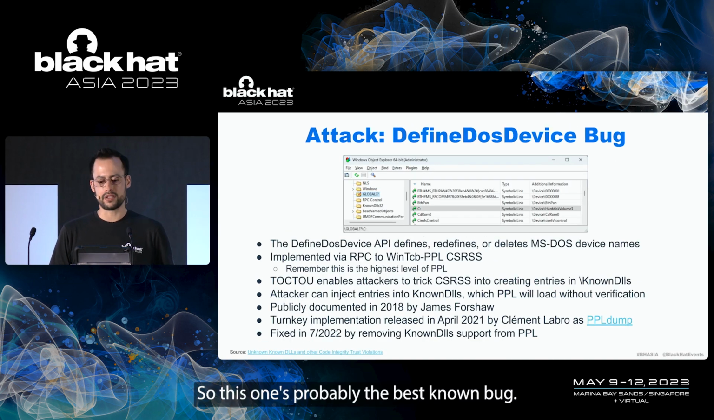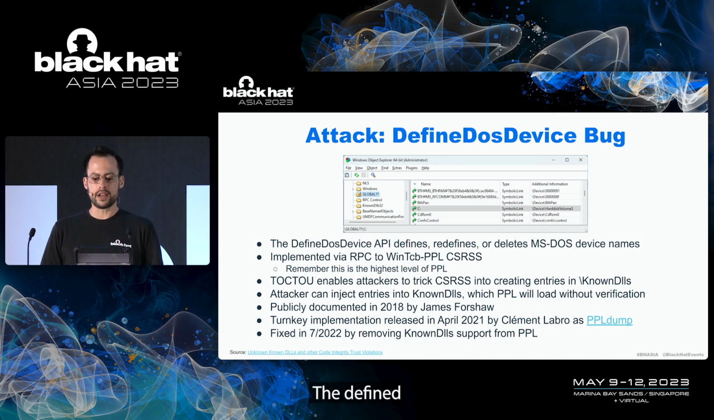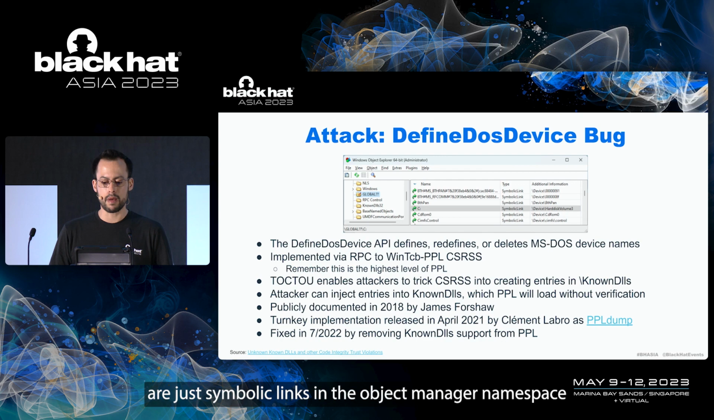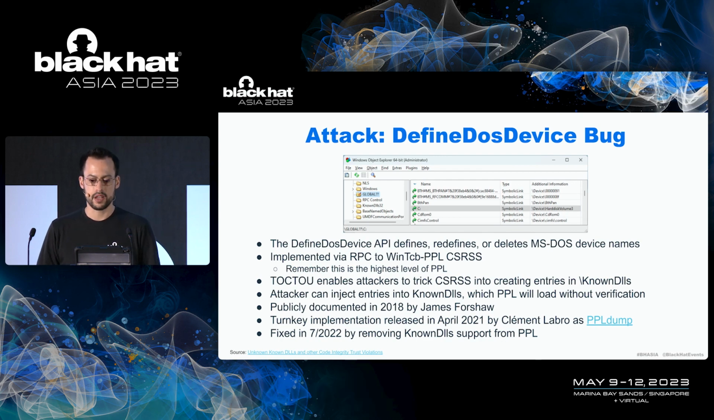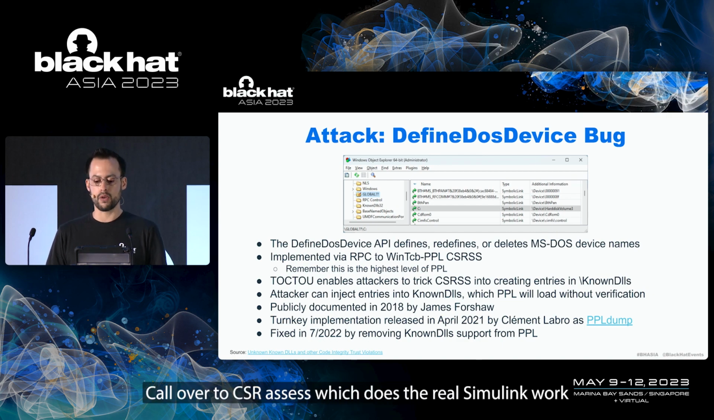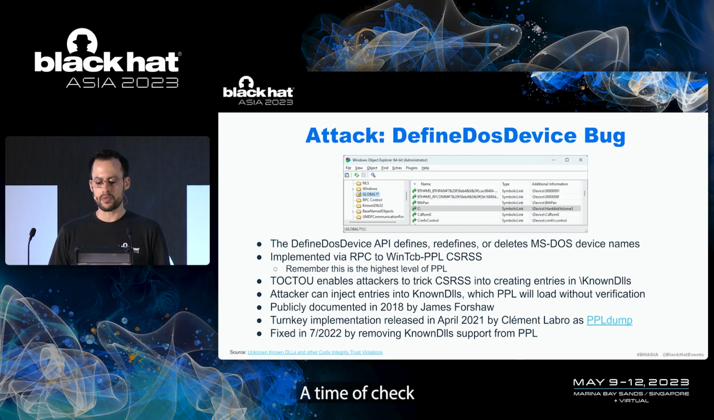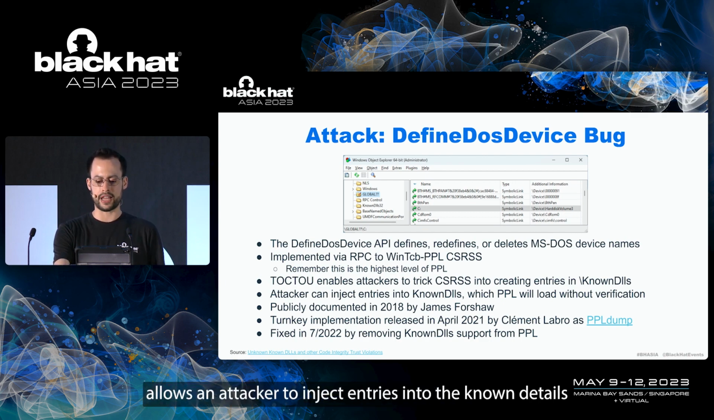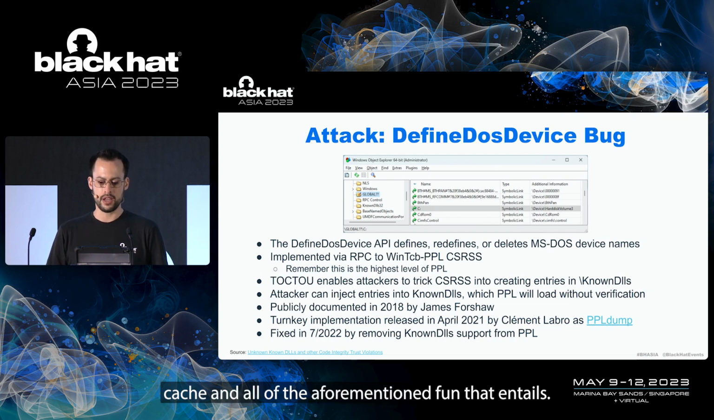So this one's probably the best known bug. The DefineDosDevice API defines, redefines, or deletes an MS-DOS device name. DOS drive letters such as C: are just symbolic links in the object manager namespace. DefineDosDevice is exported by kernel32, but really it's an RPC call over to CSRSS, which does the real symlink work. A time of check, time of use vulnerability in its implementation allows an attacker to inject entries into the known DLLs cache and all of the aforementioned fun that entails.